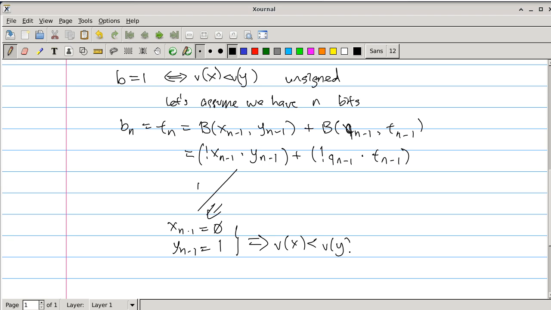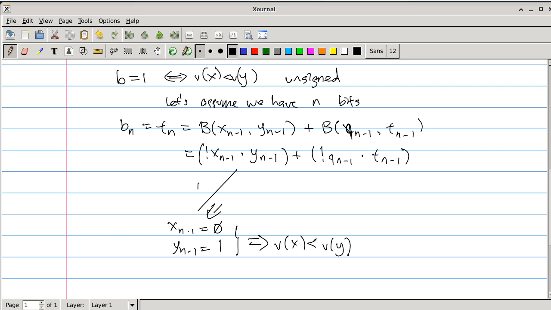Okay. So all I have proven at this point is if Tn is a 1, which is the overall borrow, right? Tn is the overall borrow. So if the overall borrow is because of the first borrow expression, then we can say that x is less than y because of the theorem that we talked about earlier. But unfortunately, this is not the only way to make Tn a 1.